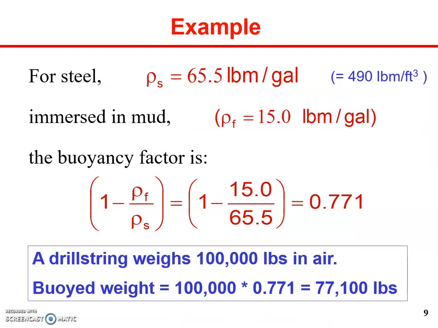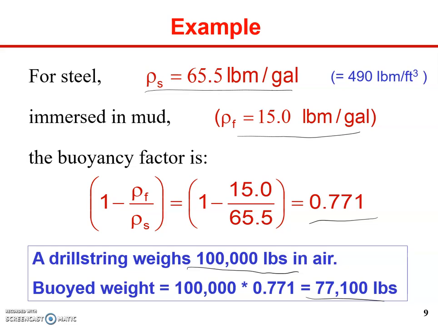As an example here, the density of steel is 65.5 pounds per gallon, and it is immersed in a drilling mud with a density of 15 pounds per gallon. The buoyancy factor for this specific case is 1 minus 15 over 65.5, which is 0.771. So if you have a drill string which is 100,000 pounds in the air, the weight that you feel when you want to take it out of the drilling fluid, do a trip or connection or whatever, is 77,100 pounds instead of 100,000 pounds.